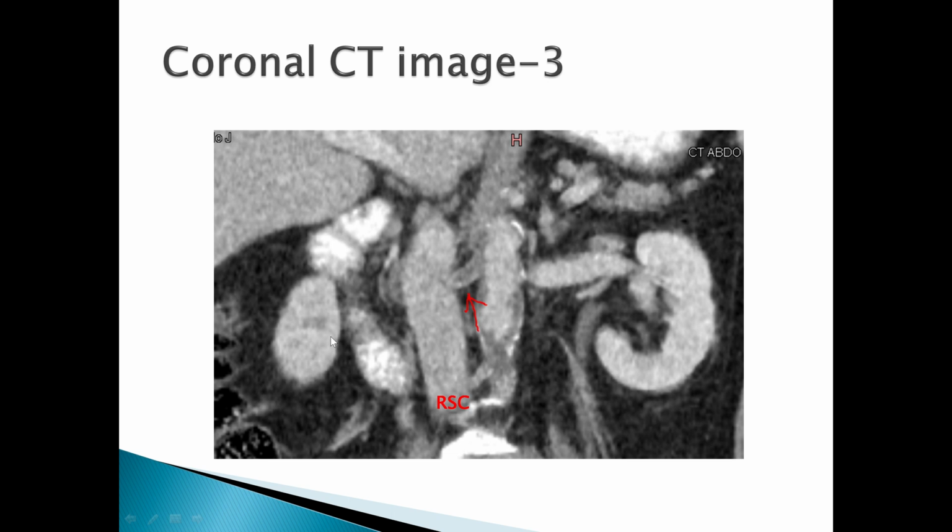This is the coronal CT image of the same patient. So what we see here, main renal artery is arising from the aorta. There is a linear hypodense filling defect involving the proximal part. However, the wall of the artery is still enhancing, so it is not completely occluding the vessel.